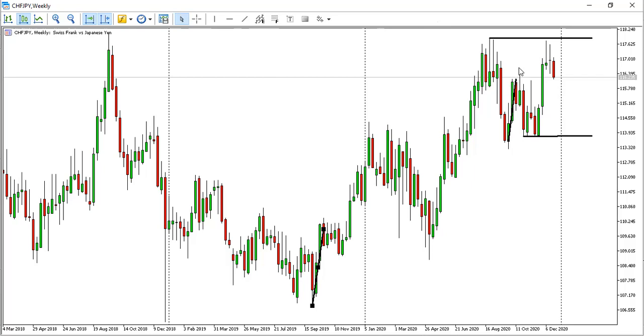Then if price makes a lower high, that means price will trigger a what? A sell. Price will trigger a sell. Then don't forget we have our order block here. This is our order block on the weekly.